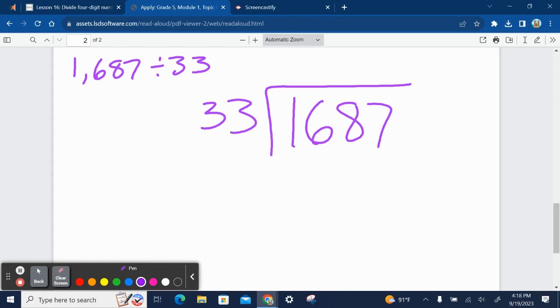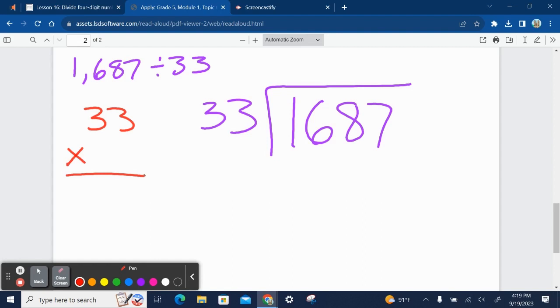So we're going to see, can 33 go into 1? No, it cannot. 1 is too small. So move your hand over. Now you see 16. Can 33 go into 16? No, it cannot. So you're going to move your hand over again. Can 33 go into 8? Yes, 168. So we need to figure out how many times does 33 go into 168.